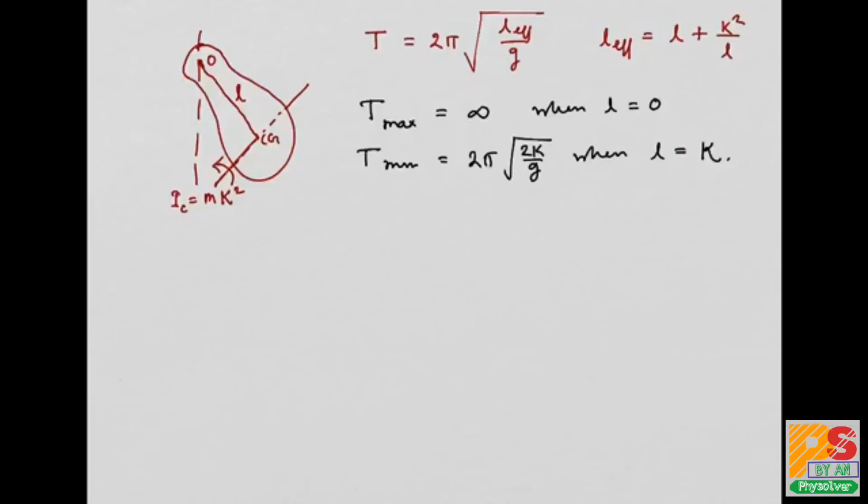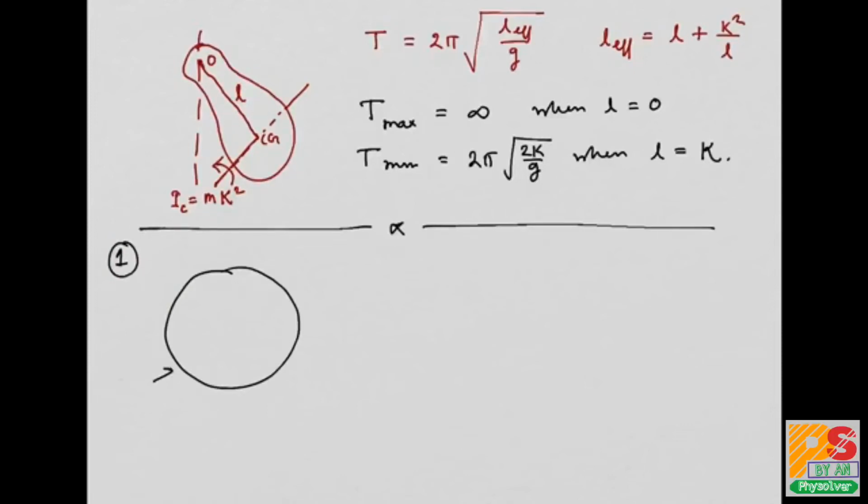Now let us do some problems. Now for the first problem, you are given a disk. This is a disk of mass m, say, and it is pivoted here at a distance r by 2 from its center of gravity, right? The radius of the disk is r. You need to find its time period.